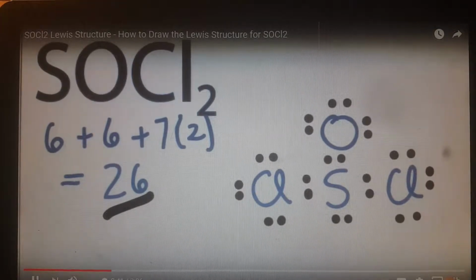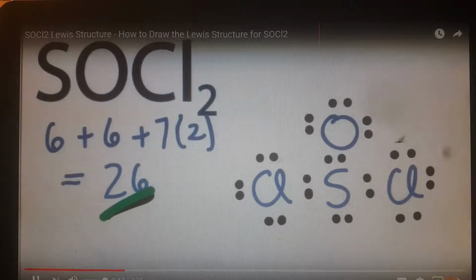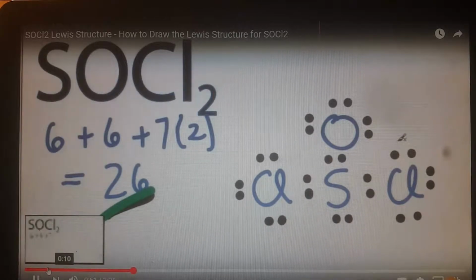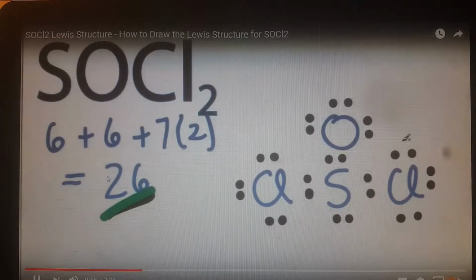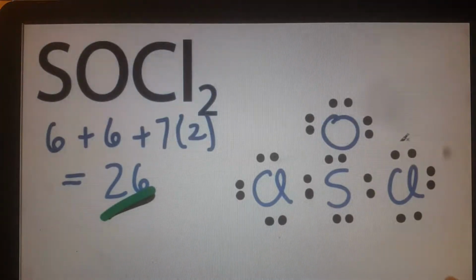At this point, you might think you're done. Everything has 8 valence electrons. You've used only the 26 that you were given. Looks like a pretty good structure. The problem is we really need to check the formal charges. Sulfur is in period 3, and that means it can hold more than 8 valence electrons. So let's check the formal charges for SOCl2 just to be sure.